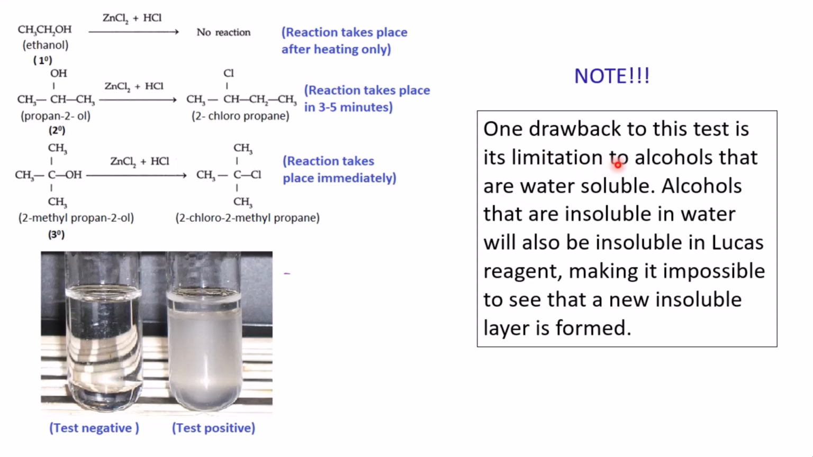One typical drawback to this test, the Lucas test, is that alcohols that are insoluble in water will also be insoluble in the Lucas reagent, making it impossible to see that a new insoluble layer is formed. There are some types of alcohols that are soluble in the Lucas reagent, so you end up with a result that looks like a negative test. However, that will be possibly because the alcohol is soluble in the Lucas reagent. So please take note of that.